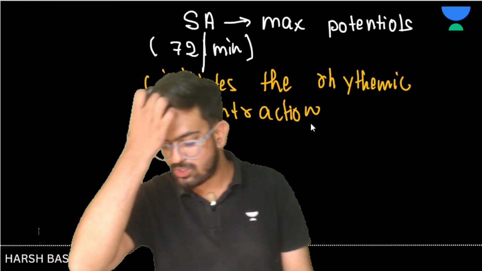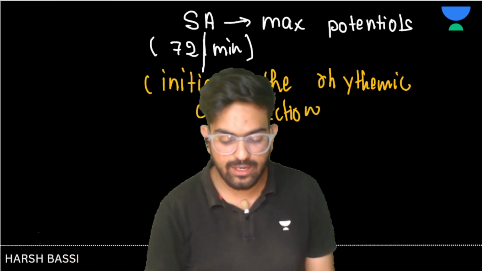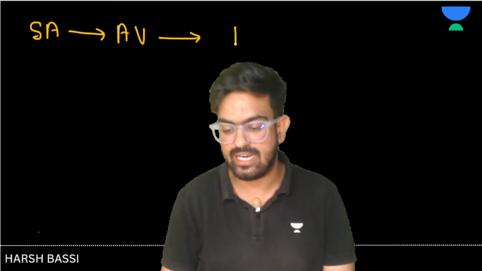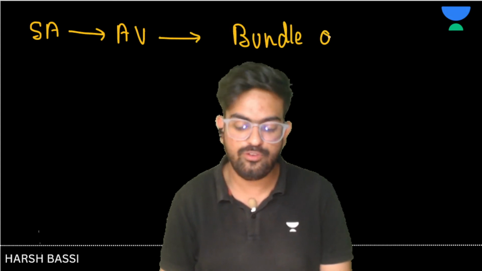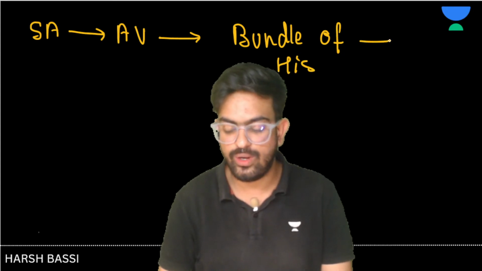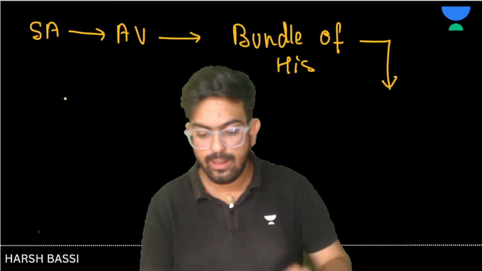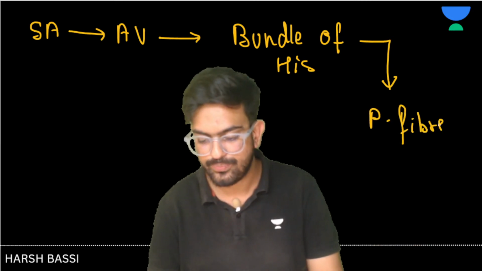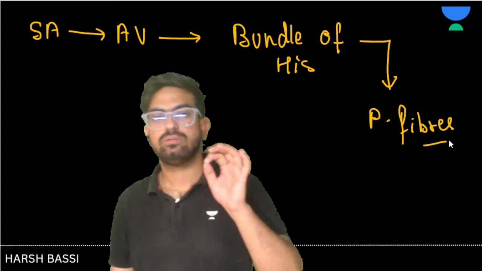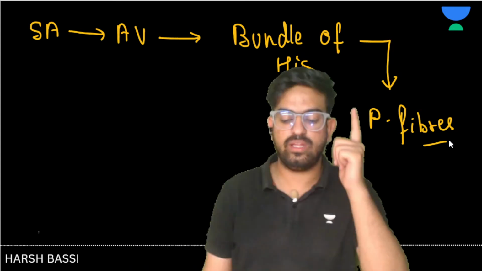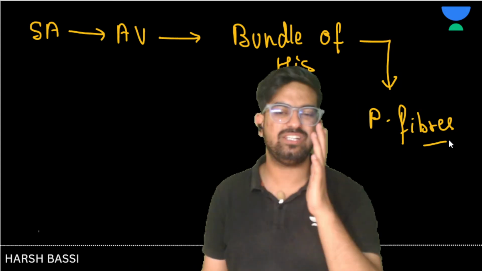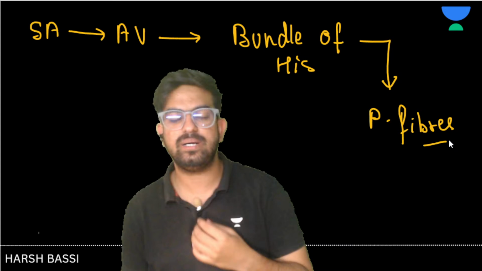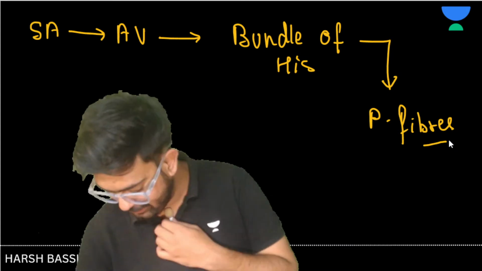Okay. Clear? चलो. अब एक बार फिर से देख लो. कहां से कहां जाता? SA नोड से कहां जा रहा है? SA नोड से जा रहा है AV नोड. AV नोड से कहां जा रहा है? Bundle of His. And from bundle of His, where is it going? It is going to Purkinje fibers. Yes or no? And this is how the impulse travels from the SA node to the Purkinje fibers, and these impulses help in the relaxation and the contraction of the heart. Clear to everyone?